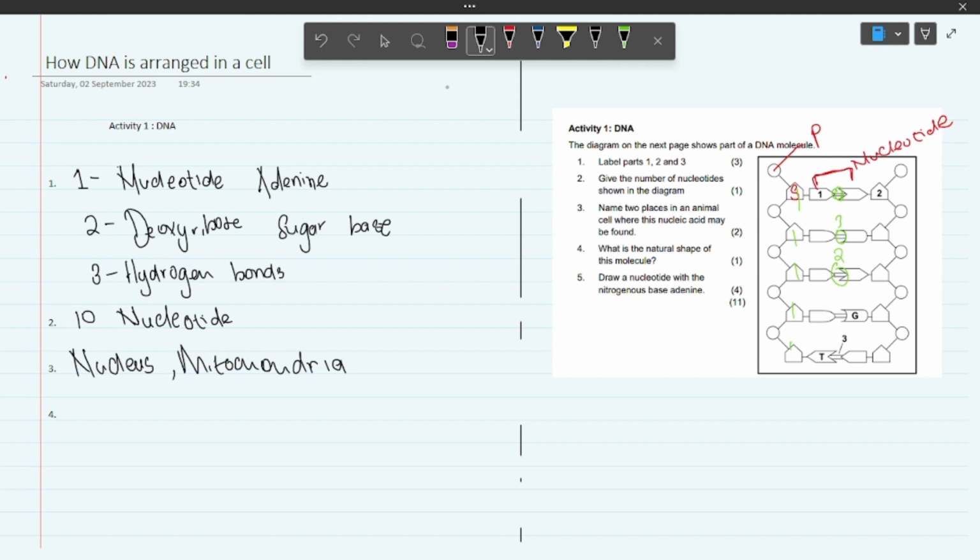So number 4, what is the natural shape of this molecule? The natural shape of DNA, it's a what? It's a double helix structure. That is called around the protein histone, guys.